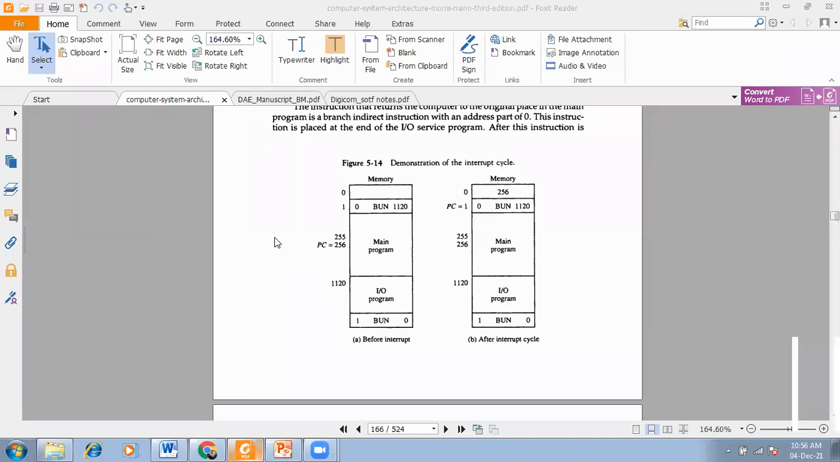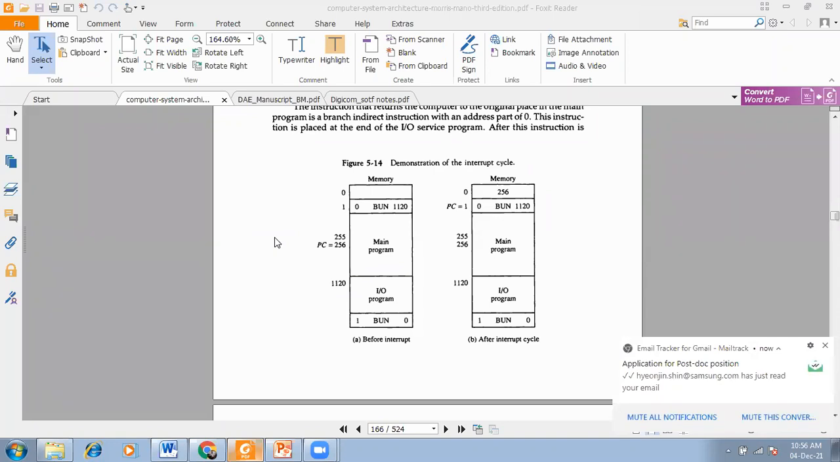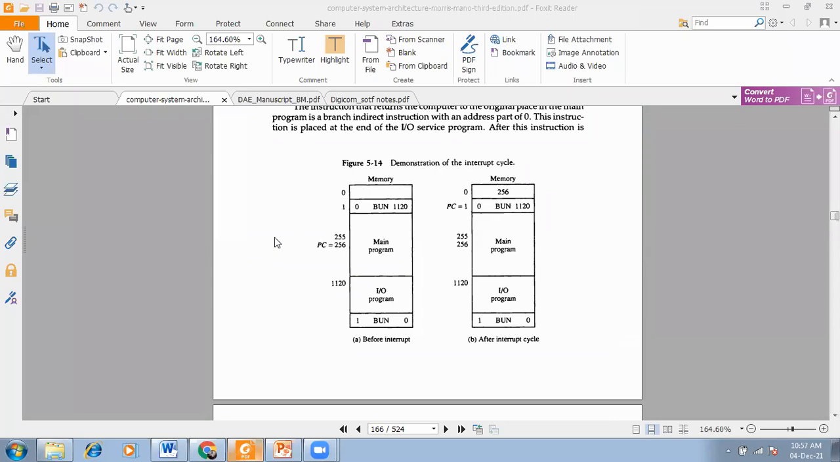Anyone? No one can give the answer. Sir, 256. 256 would be the content of the program counter. Okay, very good. So that means if you want to come back again, where do you have to come? At 256 location. At 255, when you are executing the instruction of the 255 location, at that time if an interrupt occurs, that means your returning address is 256 location. Am I correct? Yes, sir.